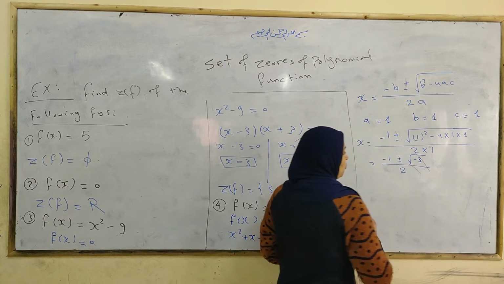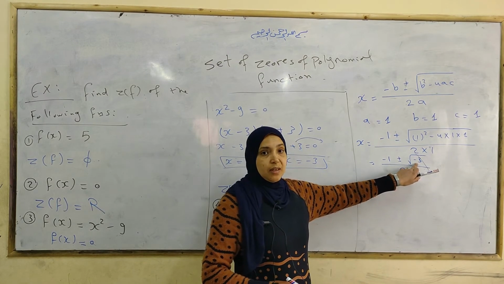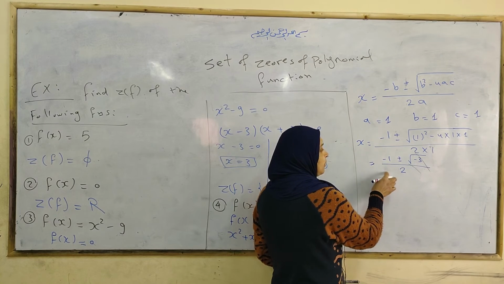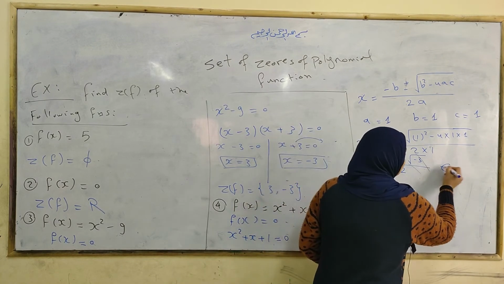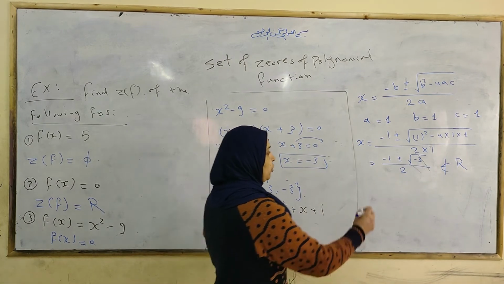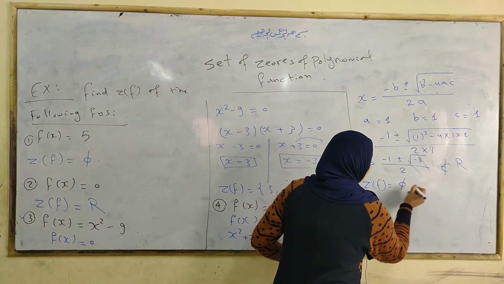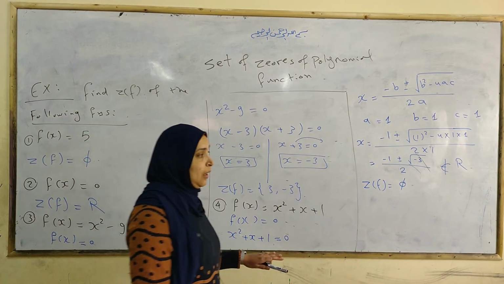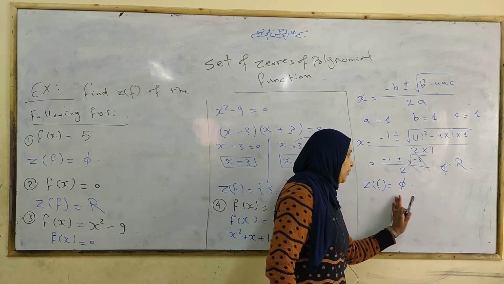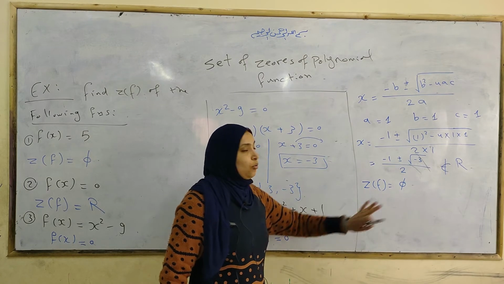We get the square root of negative 3 over 2. We get a square root of a negative number. It is undefined. So x does not belong to R. So Z of f is the empty set. If x belongs to R, we write the value of x as a solution set or as the set of zeros.